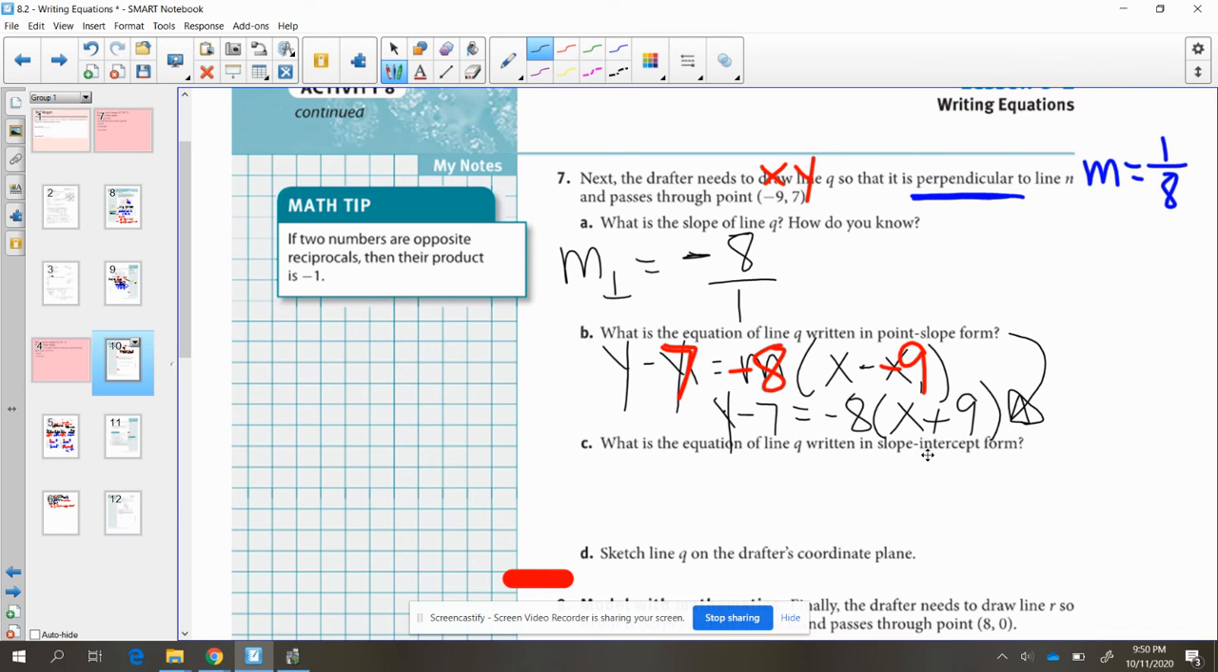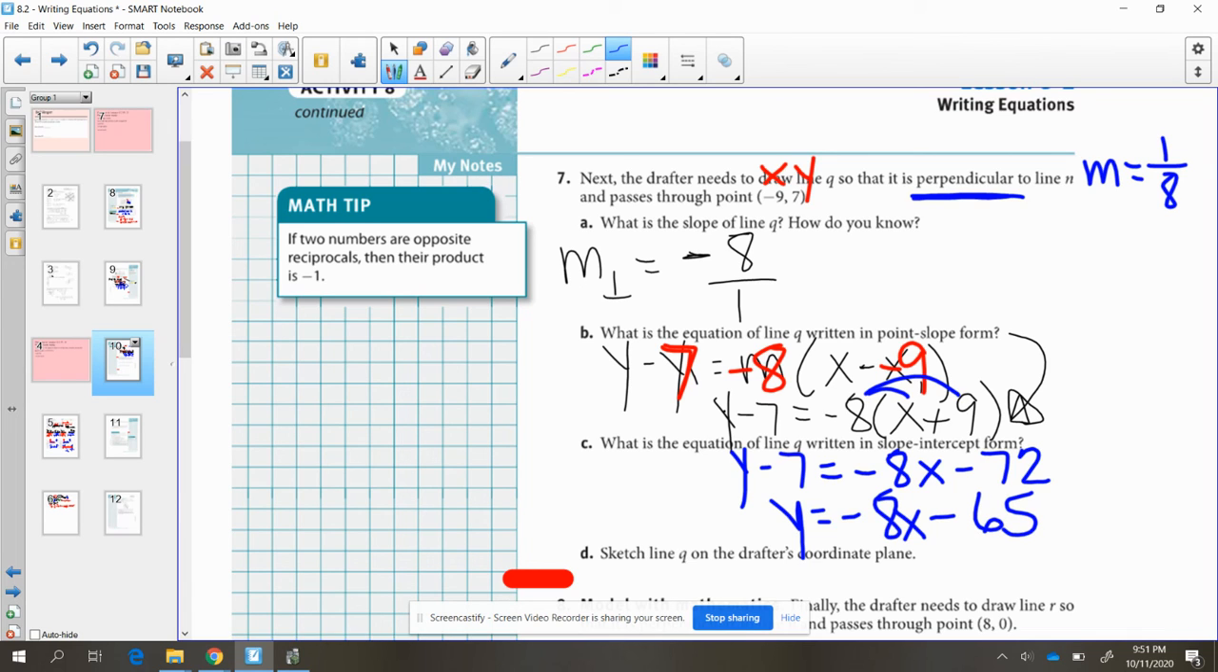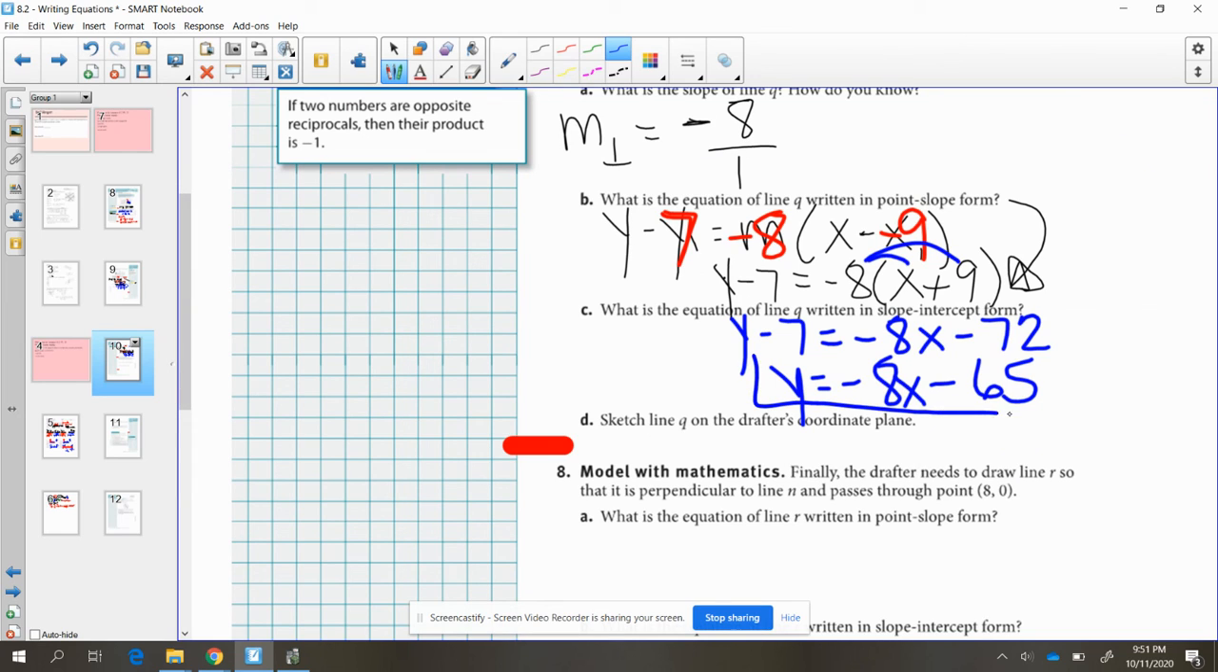Now ideally, though, we want to simplify this so that we can have slope-intercept form. So we'll have to distribute that -8 so that we get -8x minus 72. And then last but not least, add the 7 to both sides. So -72 plus 7 is -65. So this would be our equation in slope-intercept form.